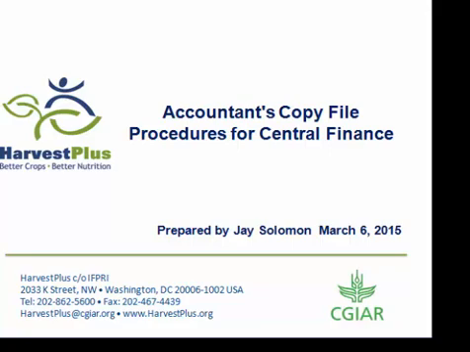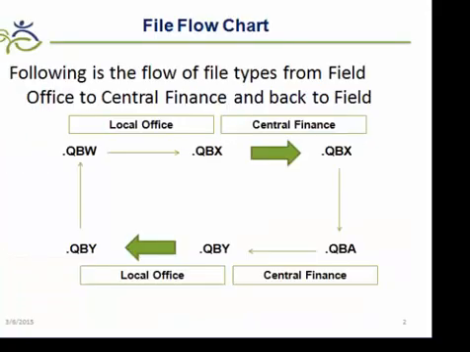While it may seem a bit complicated when first heard, the activities involved are really quite simple. Take a look at the file flowchart on the screen, and I believe you'll see the operations involved are actually quite simple and logical. You see here that each local office prepares an accountant's copy transfer file, the .qbx, which is transmitted to the central office, either directly or by uploading the file to SharePoint.